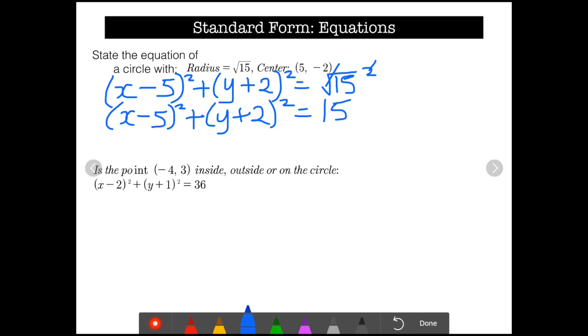Is the point (-4, 3) inside, outside, or on the circle? Basically for these ones, they're pretty simple and straightforward. All we have to do is take this point and plug it in to our equation. So let's go ahead and do that.